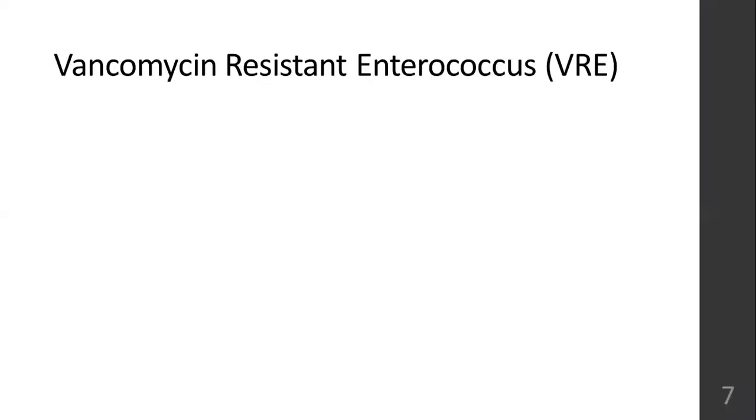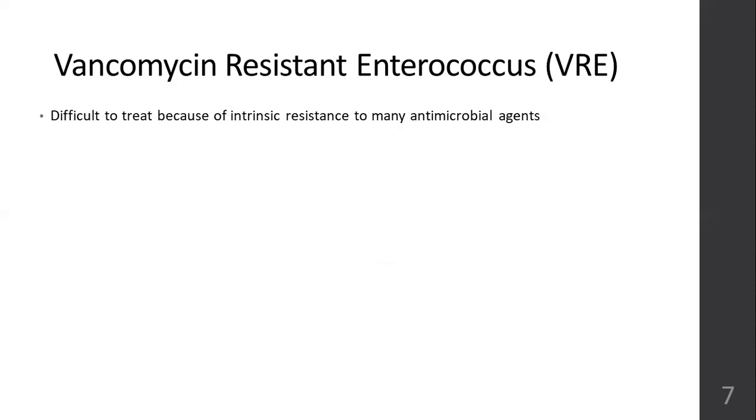Then we have VRE, vancomycin-resistant enterococcus infection, another resistant infection, difficult to treat because of intrinsic resistance to many antimicrobial agents. Intrinsically, because it affects the intestine. Within the intestine, it resists a lot of antimicrobial agents. So it's very difficult to treat. Control measures: you have to be very judicious with the use of antibiotics. Judicious means don't abuse the antibiotics. Use it only and only when it is required.